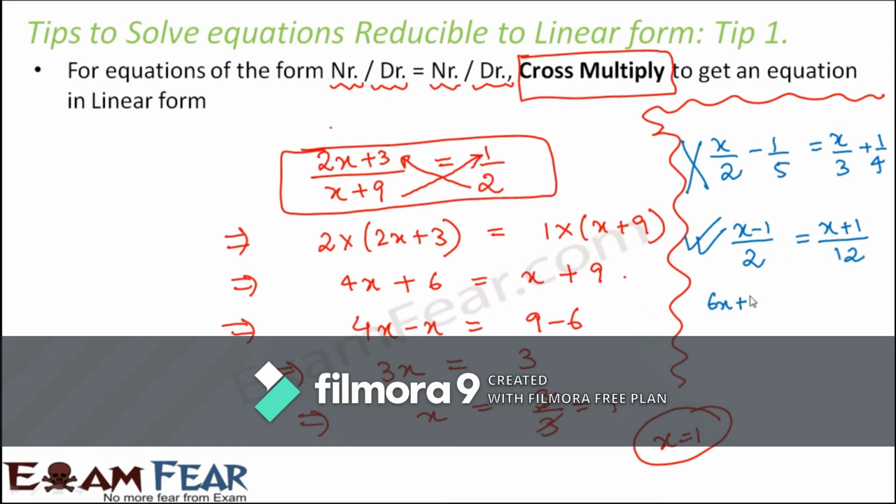Again, let's take one more example. (6x plus 1) divided by 3 plus 5 is equal to (x minus 9) by 2. So in this case, on the right hand side, it is in the form of numerator by denominator. But on the left hand side, it is not in that form. Here you have numerator by denominator plus a number. So therefore, here also overall the rule will not be applicable. So with these examples, what I'm trying to tell you is where exactly can you actually apply this concept of cross multiplication to solve the equation.